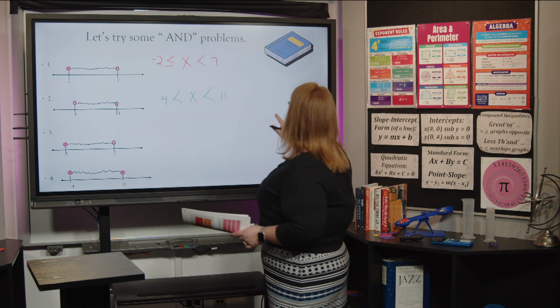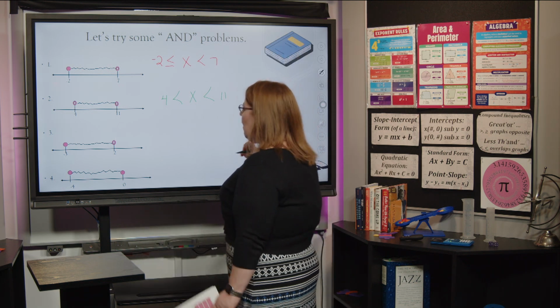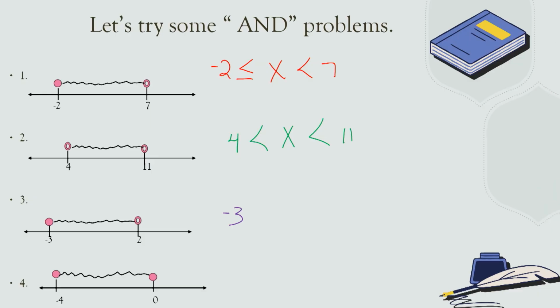Let's look at number 3. So I've got -3. I've got 2. It tells me that my unknowns are in the middle.